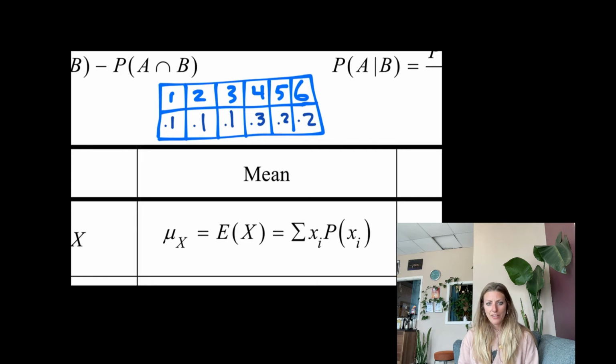And that's all that equation means. Remember, sigma means sum of. X sub i is the outcome, and then P is the probability of that outcome. So X sub i, P. Okay? So you multiply them together, then sum up.